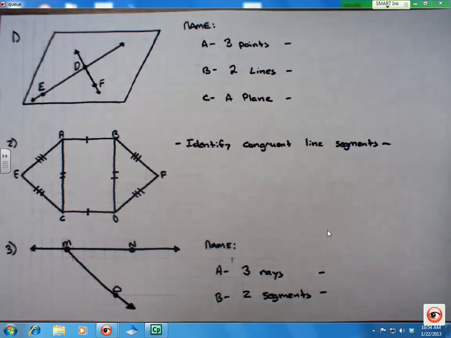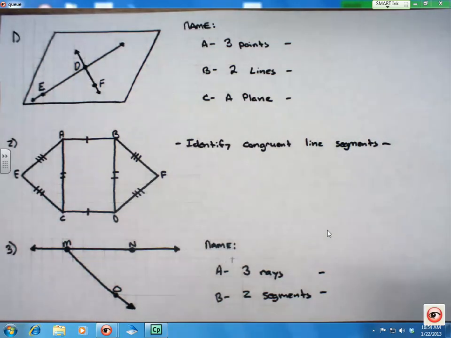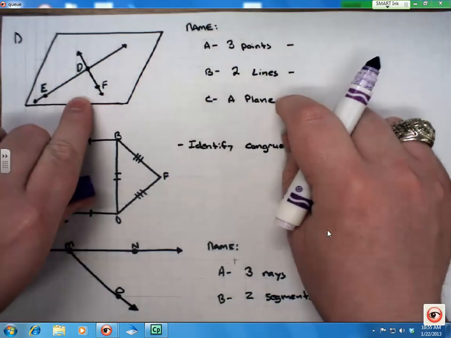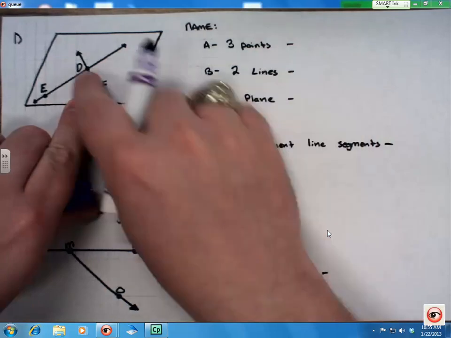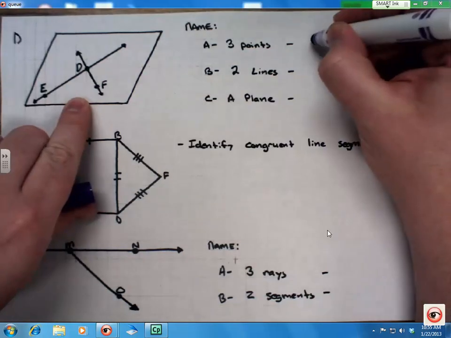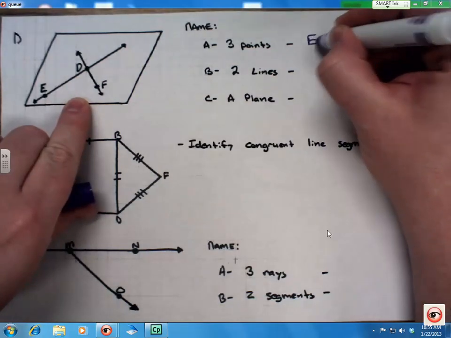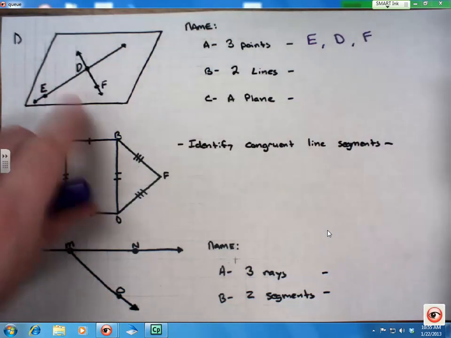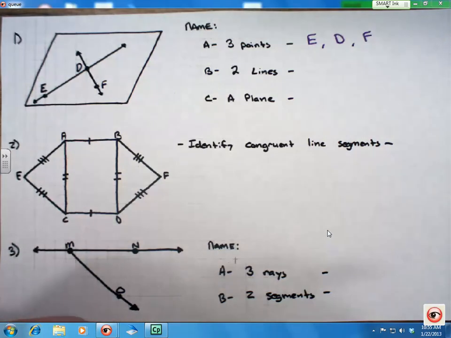Now, the first thing that we need to do is name 3 points. Well, to name 3 points, that's fairly simple. All we have to do is find 3 points on my shape over here and name those. For example, we could use point E, point D, and point F. And there is no special way to label those simply because they're points. And that's all you have to put for those guys.